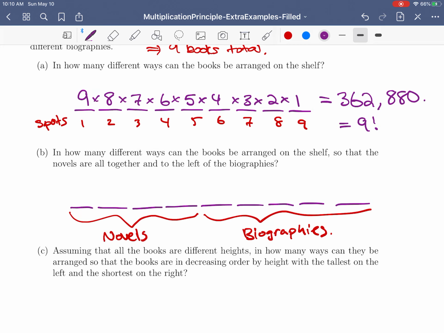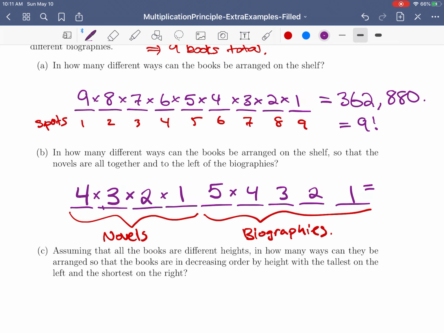So now how many options do I have for the leftmost spot on my shelf? Well, it has to be a novel, and there's only 4 novels, so I only have 4 options. Now, the second spot, again, has to be a novel, and it can't be the one I already placed, so I'm down to 3. And then I'm going to have 2 for the next spot, and then my last novel has to go in the 4th leftmost spot. Now, in the 5th spot, I start using biographies. So I have 5 biographies still, and I'm going to go down each time as well. So I'm going to have 5, 4, 3, 2, and then my last one.